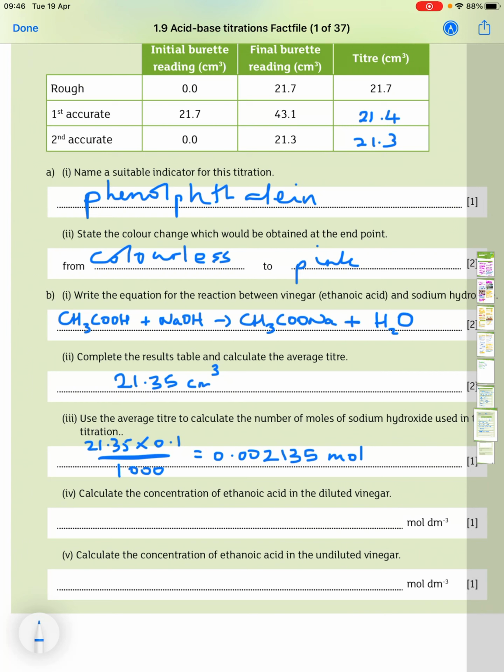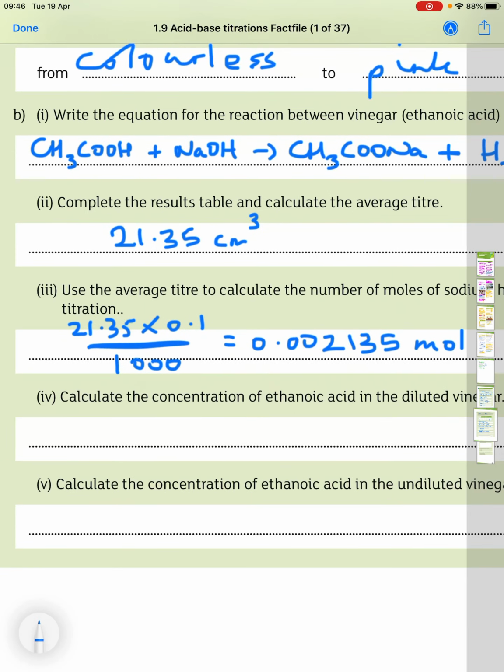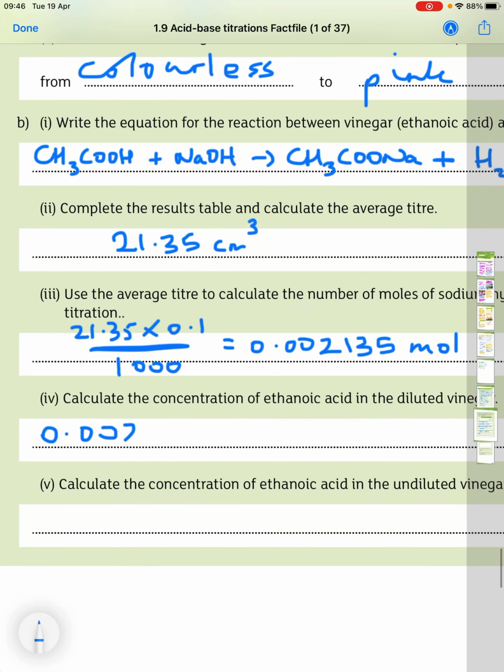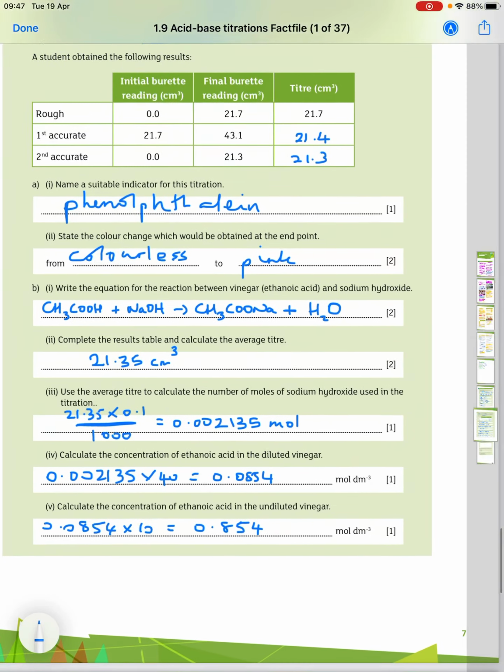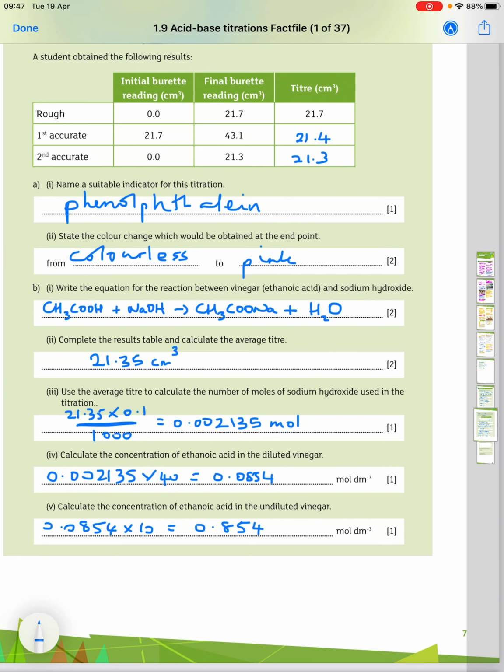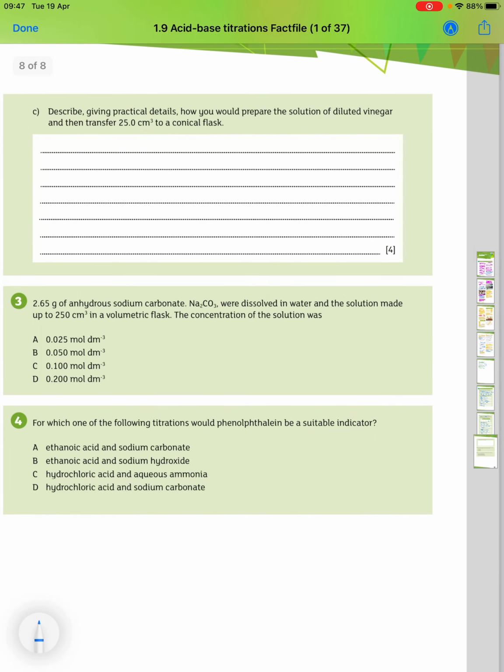We then use that to calculate the concentration of the ethanoic acid in the diluted vinegar. So we're just multiplying by 40, so that is 0.002135 times 40, which is 0.0854 moles per dm cubed. And then in the undiluted vinegar, which was 250 cubic centimetres, we're just simply multiplying that by 10. So 0.0854 times 10, which gives us 0.854 moles per dm cubed.